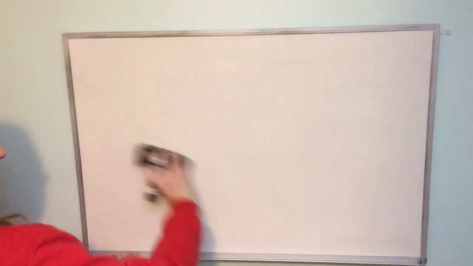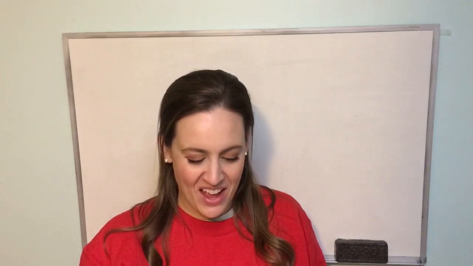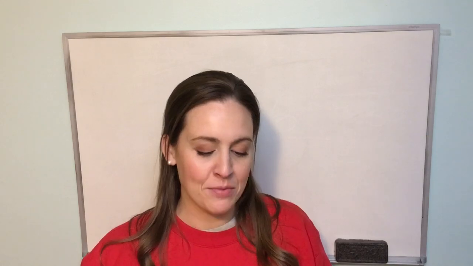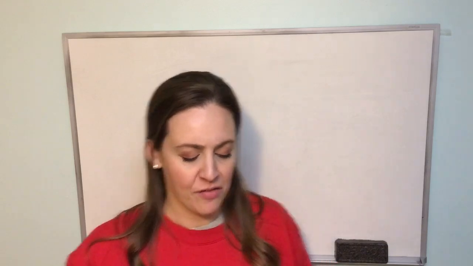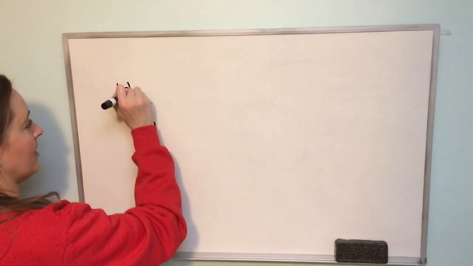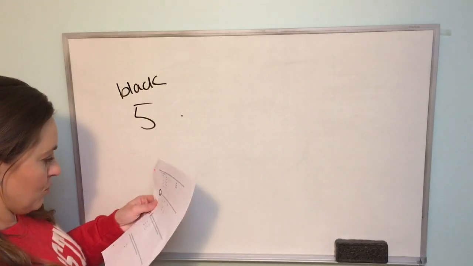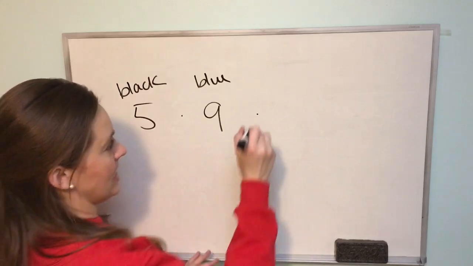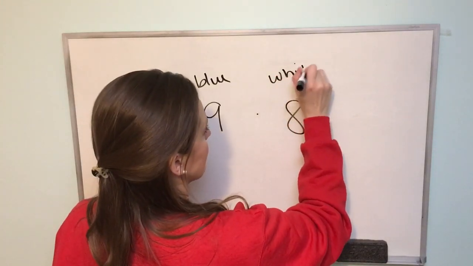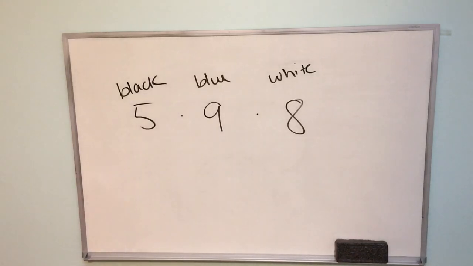All right, what else? Let's do number 11. Compute the probability of randomly selecting a pair of white socks from a drawer that holds 5 pairs of black socks, 9 pairs of blue socks, and 8 pairs of white socks. So how many total options then are in that drawer? Right? How many different ways could I pick socks?